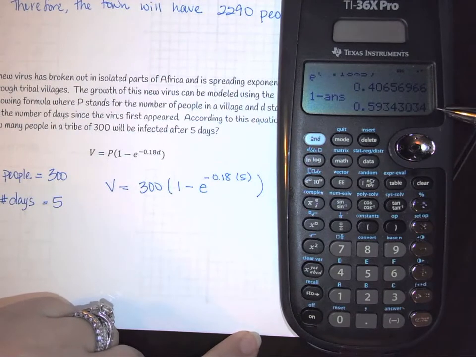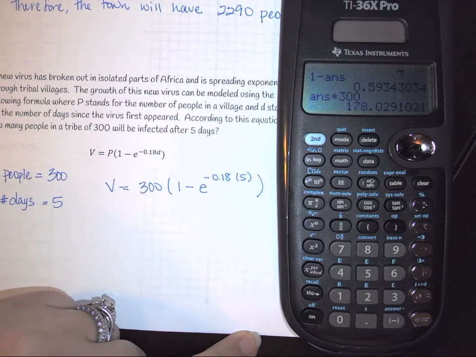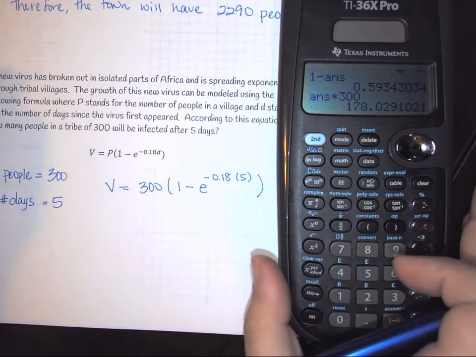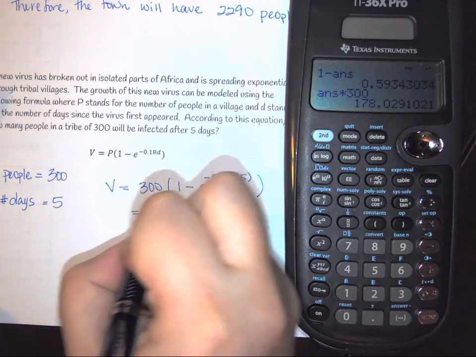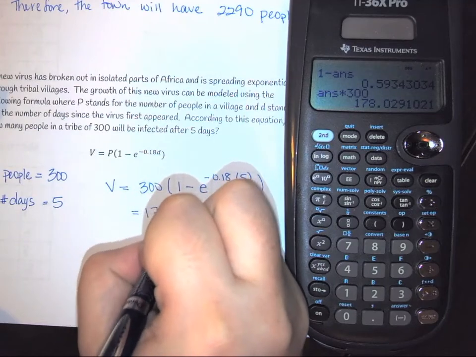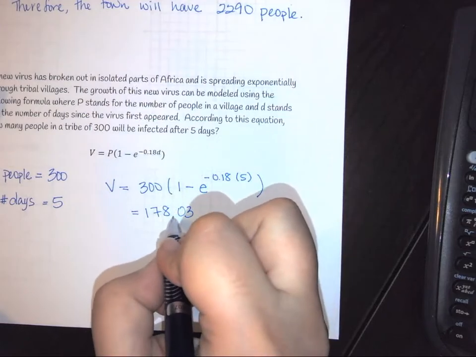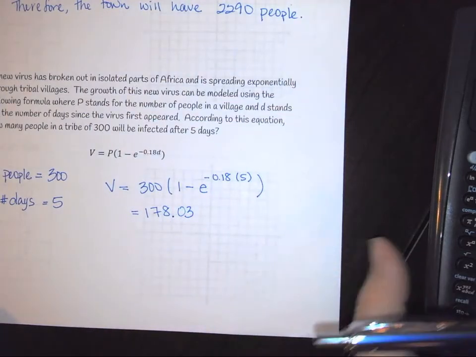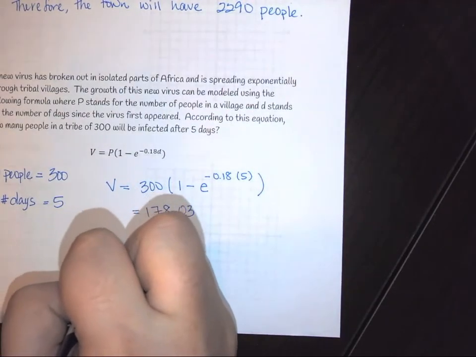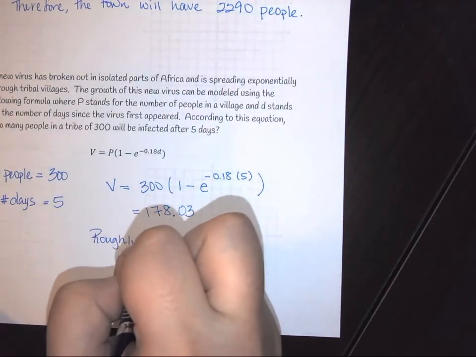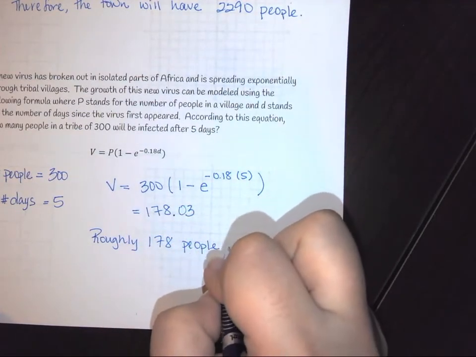And then I want to take this and I want to multiply this by 300. And when I do that, I get 178.03. So this is 178.03. And so here, when we're talking about how many people are affected after 5 days, well, you would have to say that there are roughly 178 people infected.